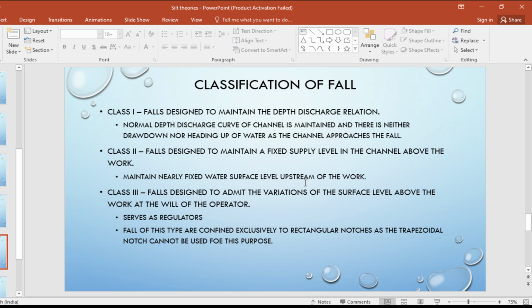Class 1 is the class for falls designed to maintain the depth discharge relation. Okay, the first class is falls designed to maintain the depth discharge relation. In this class, the normal depth discharge curve of a channel is maintained and there is neither drawdown nor heading up of water as the channel approaches the fall.